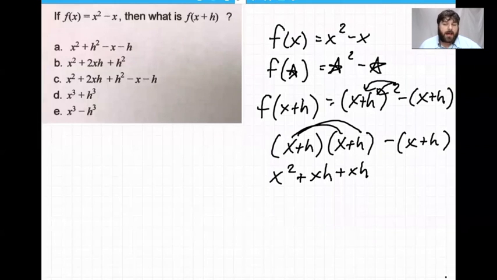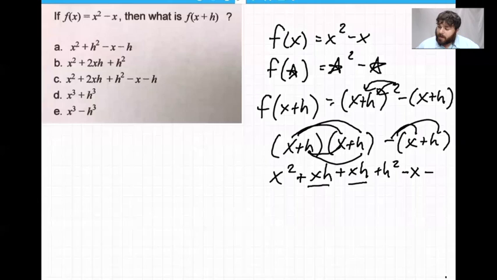Again, I write it like that because I want to see those pairs as like terms. So if I wrote one as xh and one as hx, I might not see that. Then I've distributed the h to that. Now I have to distribute the h to that. So now I get plus h squared. Don't forget, you got to distribute your negative sign, so minus x minus h.